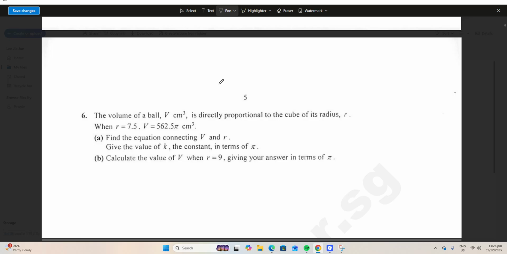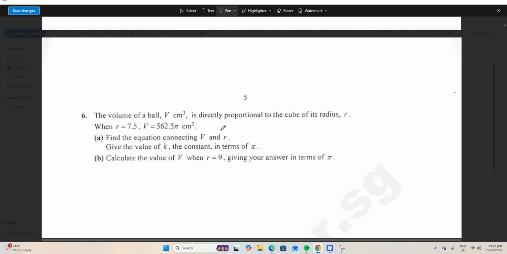The volume of a ball, V cm cubed, is directly proportional to the cube of its radius, which is r. When r is 7.5, V is equal to whatever pi. Find the equation connecting V and r. Give the value of the constant k in terms of pi.